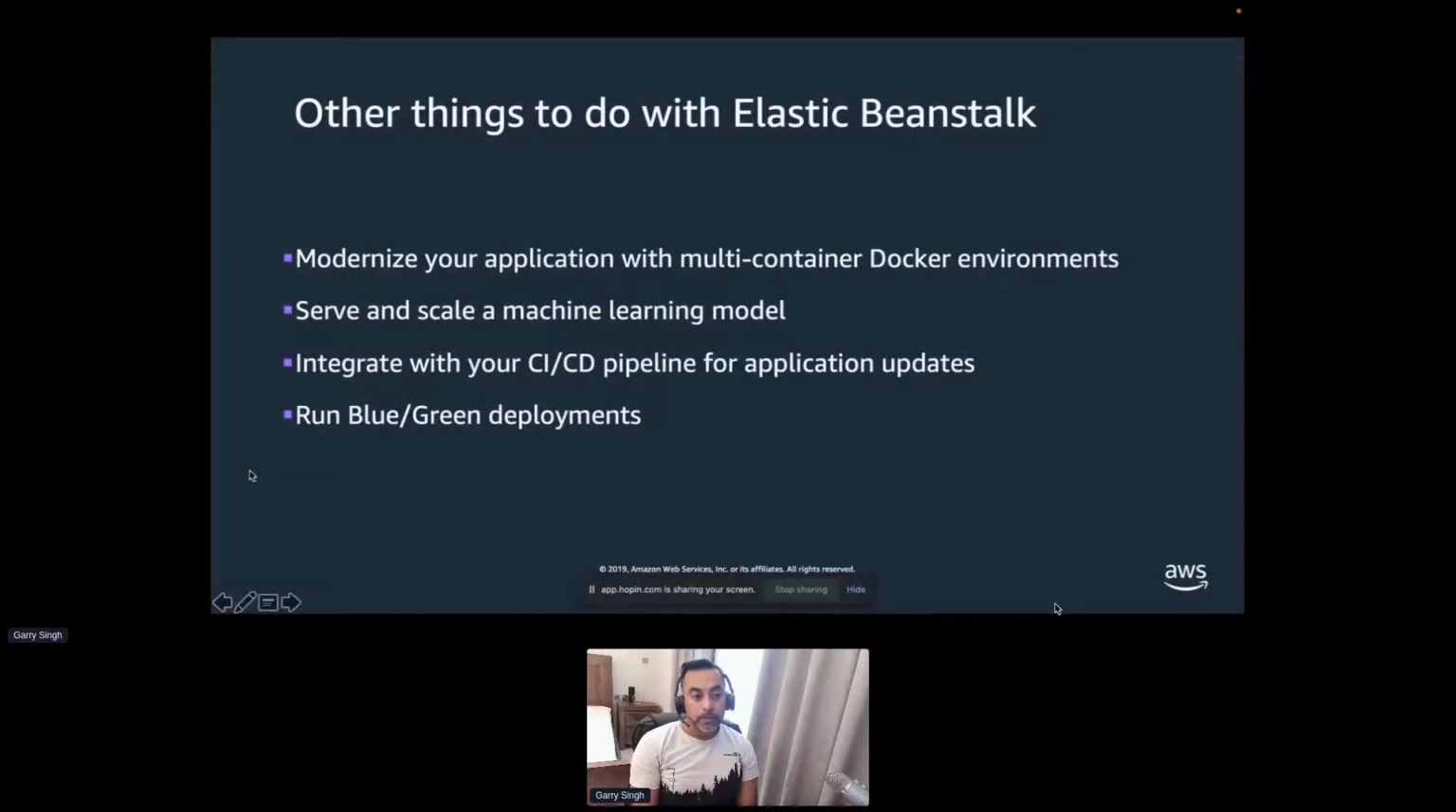The things you can do with Elastic Beanstalk is you can modernize your application with a multi-container Docker environment, and we will talk about different environments that Elastic Beanstalk supports. You can serve and scale a machine learning model, integrate Elastic Beanstalk with your CI/CD pipeline for continuous updates to your application. And if you are into blue-green sort of deployment, that is also possible with Elastic Beanstalk. I will talk about different options for deployment at a later stage.